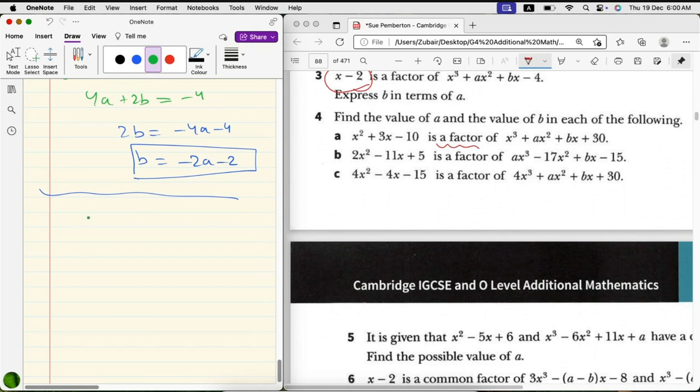Try the first one. X cube plus ax square plus bx plus 30 is divisible by, or x square plus 3x minus 10 is a factor. It would turn into two simultaneous equations, and then we'll find a and b.